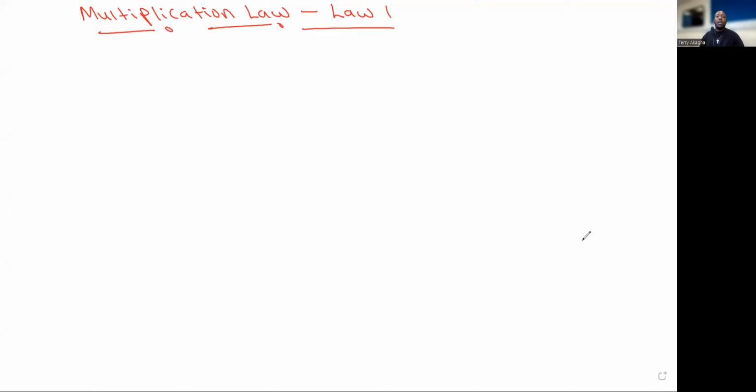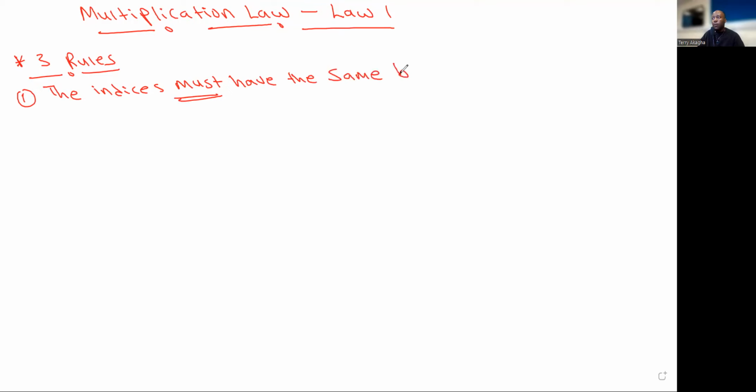All right. So the multiplication law, law one, the first law of indices. How do you do this? There are three things you need to know. First, in laws of indices, they must have the same base. So I'm going to write down the three rules. When you're having the multiplication law, the first thing you must be sure of is that the indices have the same base. It's very important that they must have the same base.